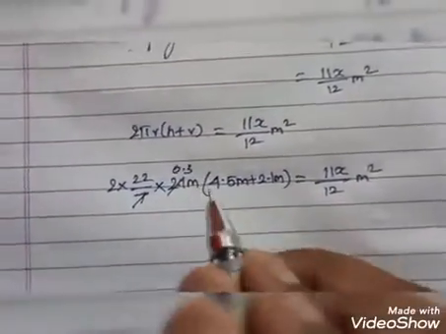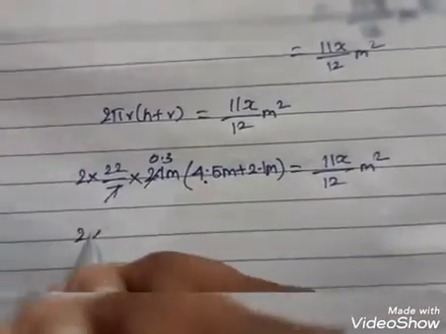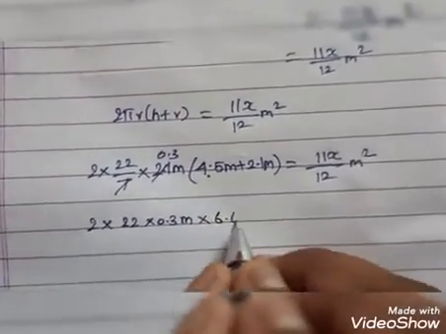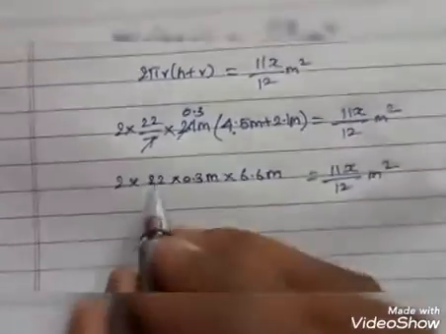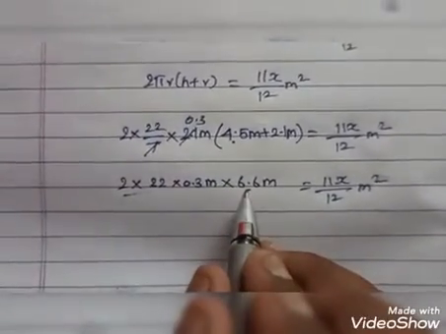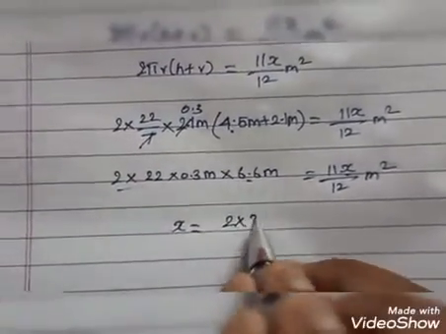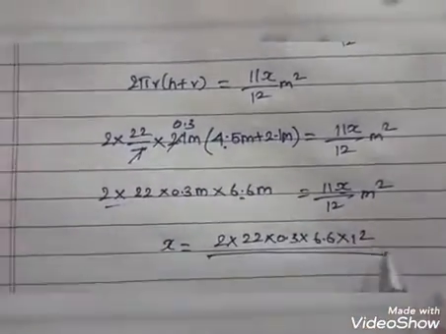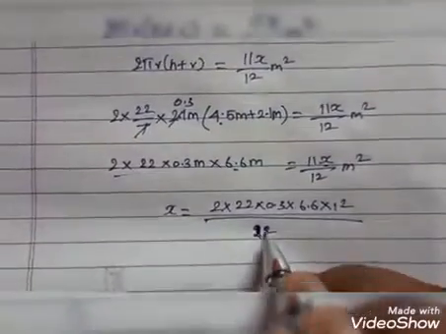So now you need to multiply the same. It should be 0.3, then 4.5 plus 2.1 you get 6.6. So 2 into 22 into 0.3 meter into 6.6 meter, which is equal to 11x divided by 12 meter square. So you have to multiply all this value. So you need to find out x. So x, which is equal to 2 into 22 into 0.3 into 6.6 into 12 whole divided by 11.